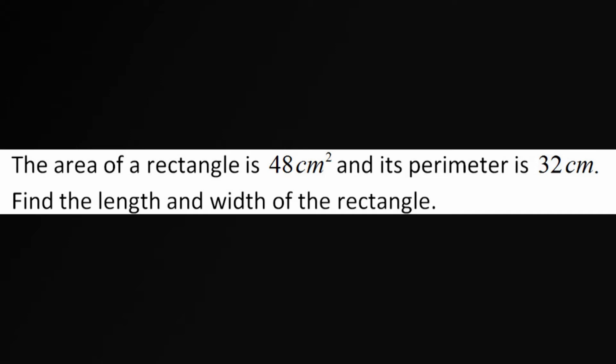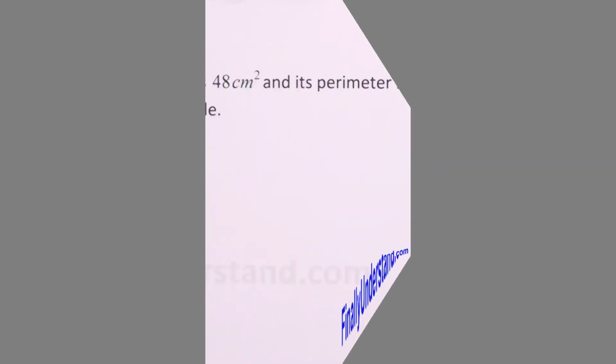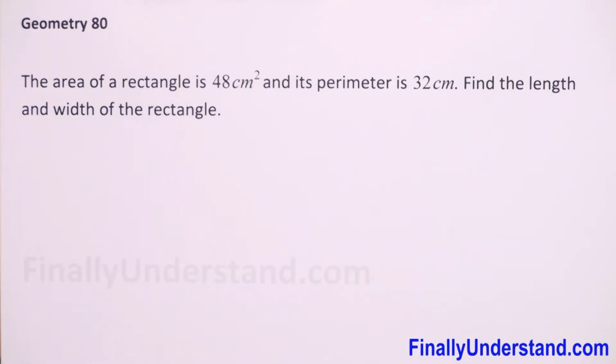We have given that the area of a rectangle is 48 square centimeters and its perimeter is 32 centimeters. Find the length and width of the rectangle.